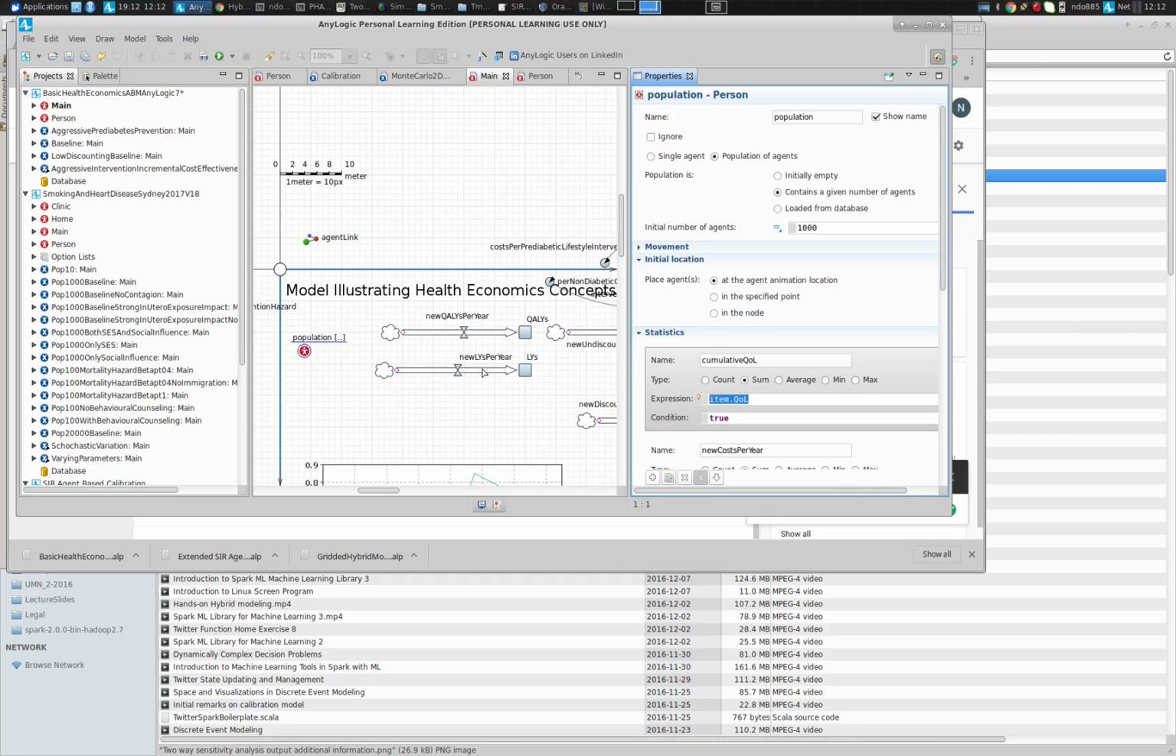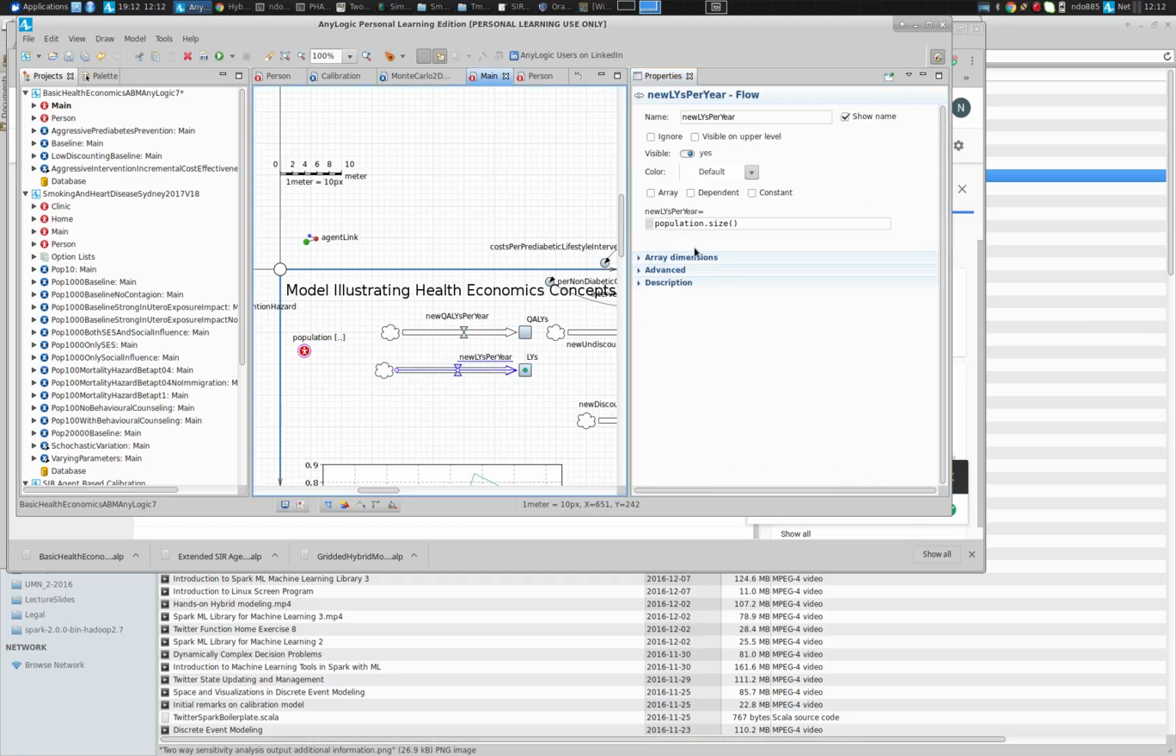You could think of this as a sum of 1 across everyone in the population. This one is a sum where every person contributes their quality of life. And we get quality adjusted life years. So it's 1 year for each person. It's 1 year times their quality of life, hence summing up quality of life and integrating. So that's quality adjusted life years. Okay, great.